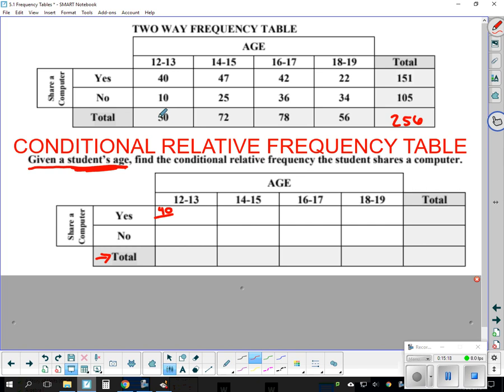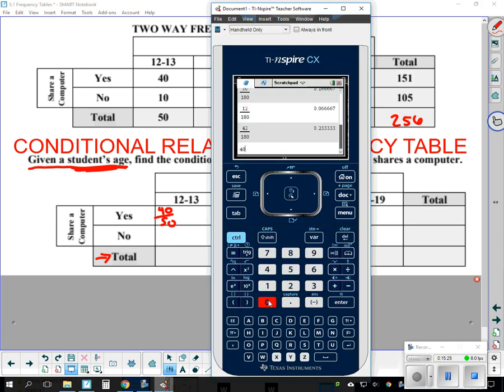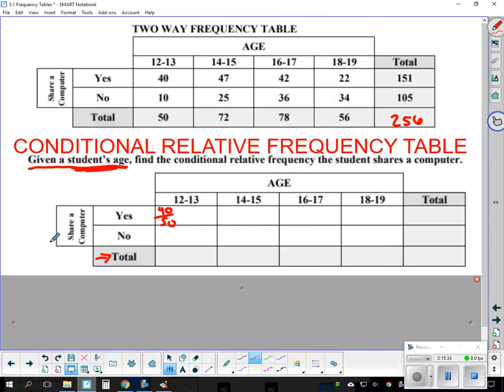And the condition's total for 12 to 13-year-olds is 50. So we divide by 50 there. In our calculators, 40 divided by 50, some of you might know that off the top of your head, it's 0.8. Okay. The next one, there's 10 in that block originally. We're doing conditional based on the student's age, so we would again divide it by 50. 10 divided by 50 is 0.2. Then your total is 50, but we're dividing it by that total, so that would just be 1.